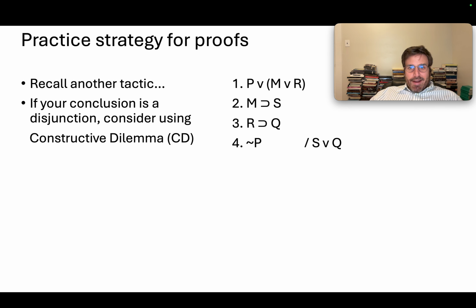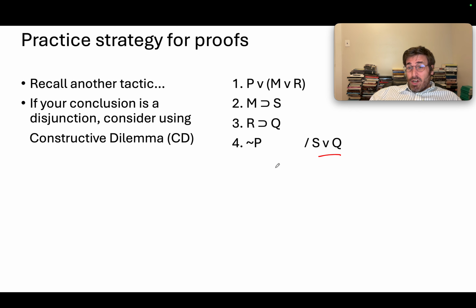All right, let's look at another argument and recall another tactic to go about it. This argument has 4 premises again, and then our conclusion is set off to the right with the / either S or Q. So when working on a proof that includes a conclusion where the final line is a disjunction, the wedge, you might have to use the constructive dilemma.